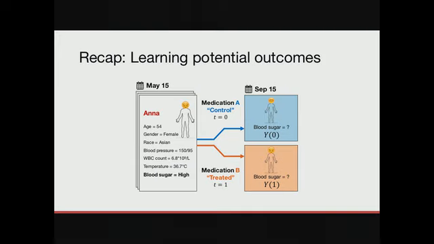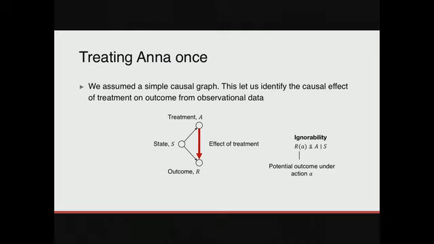And to do that, we want to figure out what would be her blood sugar under these different choices a few months down the line. So I'm just using this here to introduce you to the patient Anna, and we're going to talk about Anna a little bit more. So treating Anna once, we can represent as this causal graph that you've seen a lot of times now. We had some treatment A, we had some state S, and some outcome R. We want to figure out the effect of this A on the outcome R.